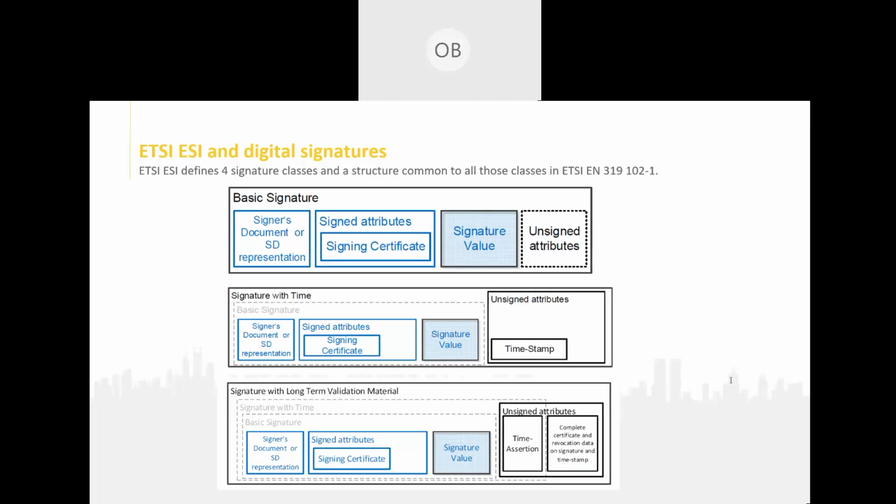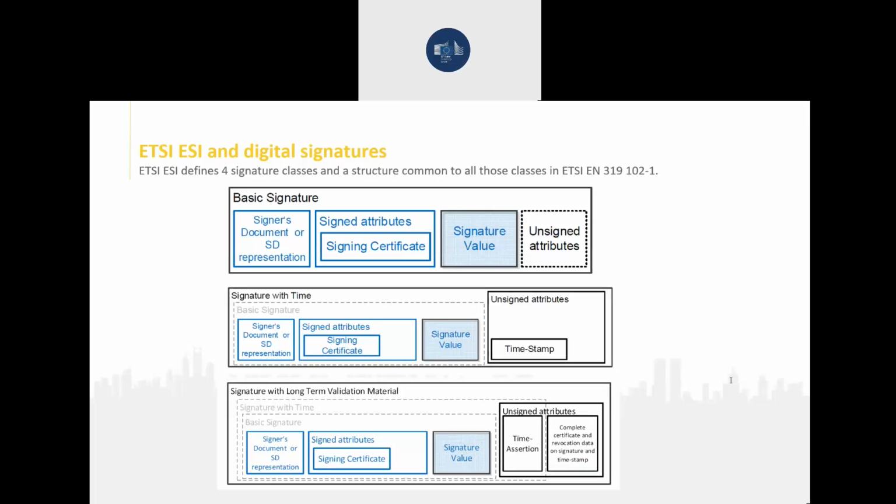You have the signature value itself. That's the core functionality of that. It's a hash that is encrypted after all. And then you can add unsigned attributes. Unsigned meaning that you can see that as metadata because it's not in the signature. It's outside of the scope, but it's still very, very useful.